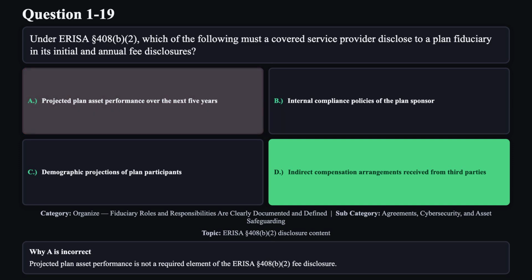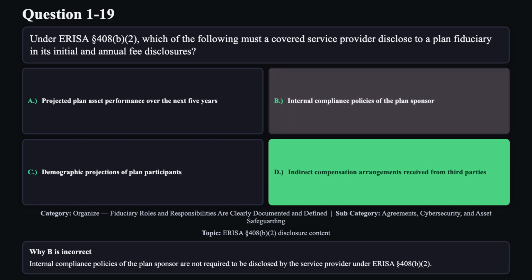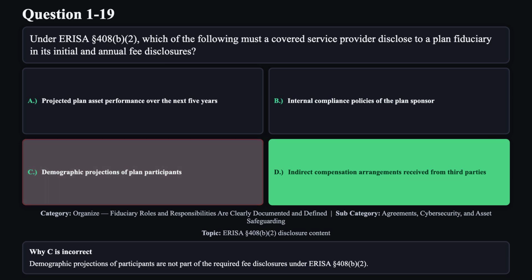Reason A is not correct. Projected plan asset performance is not a required element of the ERISA Section 408(b)(2) fee disclosure. Reason B is not correct. Internal compliance policies of the plan sponsor are not required to be disclosed by the service provider under ERISA Section 408(b)(2). Reason C is not correct. Demographic projections of participants are not part of the required fee disclosures under ERISA Section 408(b)(2).